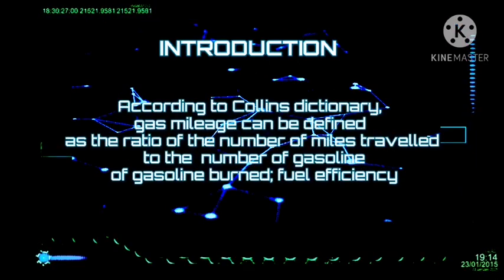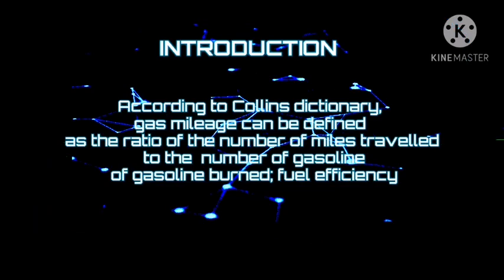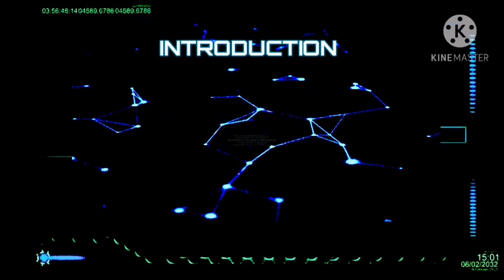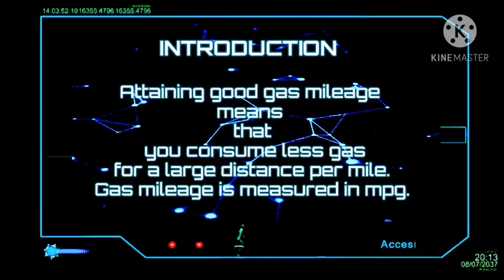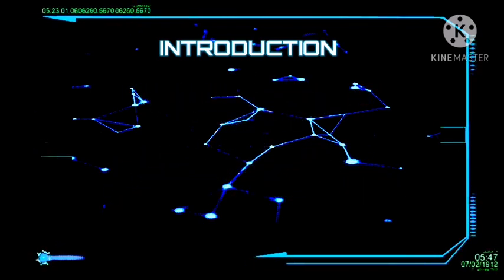According to Collins Dictionary, gas mileage can be defined as the ratio of the number of miles traveled to the number of gallons of gasoline burned. Fuel efficiency. Attaining good gas mileage means that you consume less gas for a large distance per mile. Gas mileage is measured in mpg.